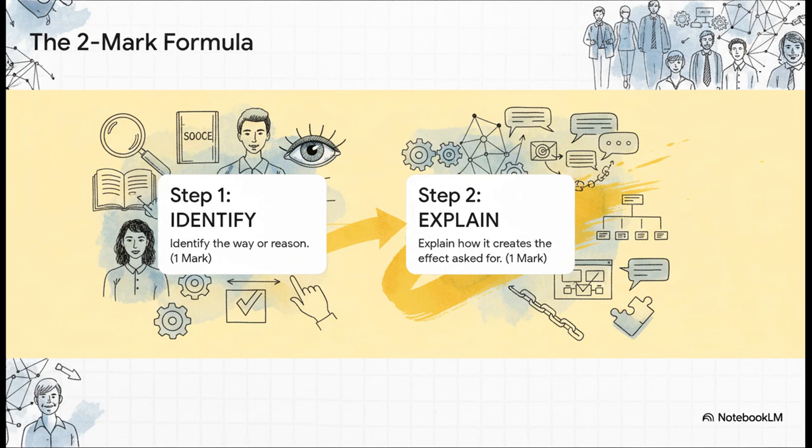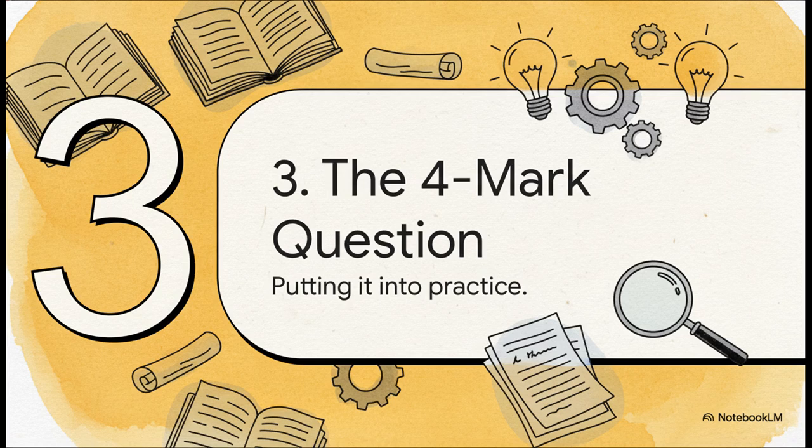Step 1, you identify your point. That's your first mark in the bag, nice and easy, but you can't stop there. For the second mark, you have to explain how or why your point leads to the outcome in the question. Identify, then explain. That's it. That's the whole secret. Okay, so that's the theory.